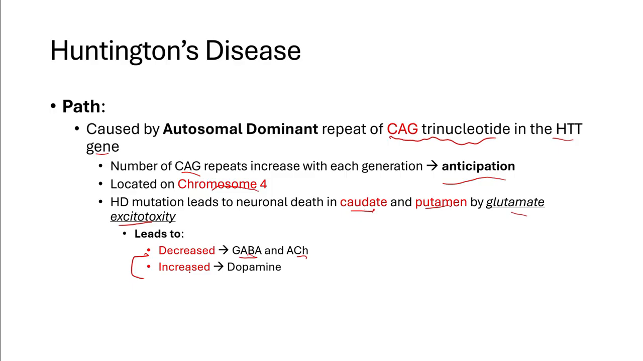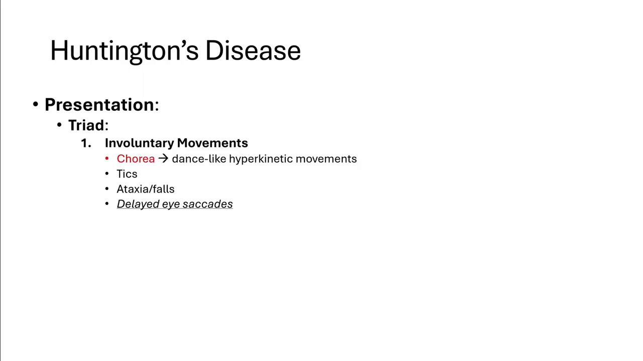Remember, we know that a decrease in dopamine leads to issues with the initiation of movement. But an increase in dopamine is going to be the opposite. It's going to lead to more movement, or abnormal movement, involuntary movement that we cannot control. Thus, the classic presentation of Huntington's disease will have a usual triad. This triad will usually be these involuntary movements due to the increased dopamine. Typically, you might see chorea. This will be like these dance-like hyperkinetic movements.